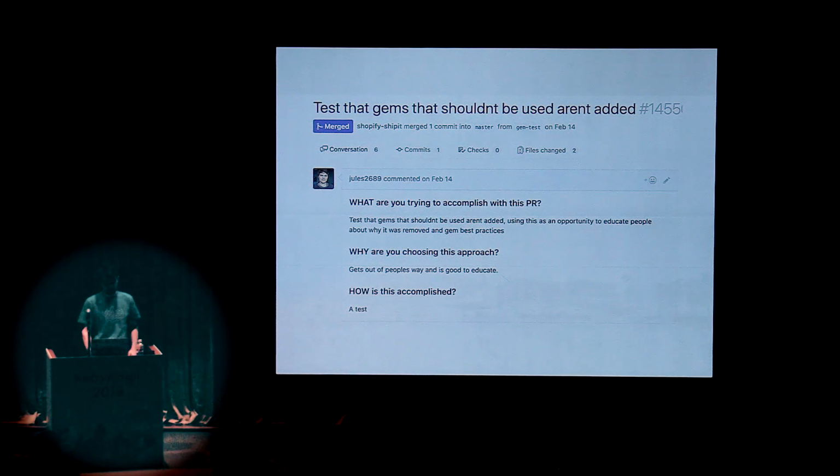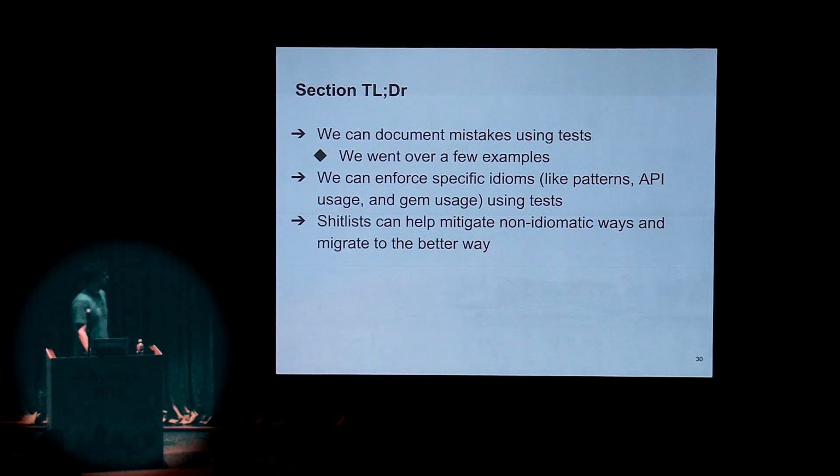I'm going to touch on this a little bit in a few slides again, but I just wanted to give that example here. And so the overview for this section is that we can document mistakes using tests. We can enforce specific idioms like patterns, API usage, and gem usage using tests. And we can use strict lists to migrate non-idiomatic ways and migrate to a better way.